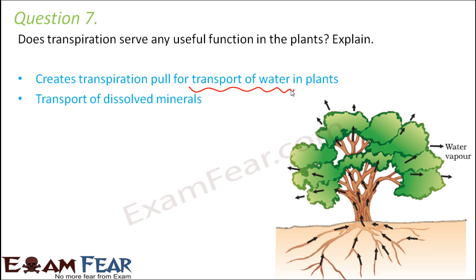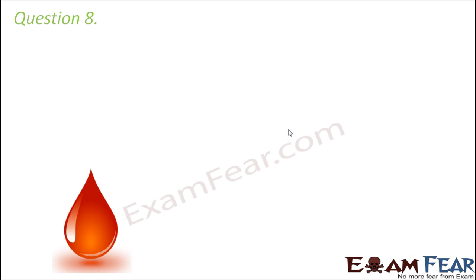And not only water, along with the water, a lot of dissolved minerals also get transported to various plant parts. It provides water for photosynthesis. Since this water is able to reach the leaves of the plants, the leaves can perform photosynthesis, because without water leaves will not be able to perform photosynthesis. And if leaves do not perform photosynthesis, plants will not have food, so the plants will not survive.